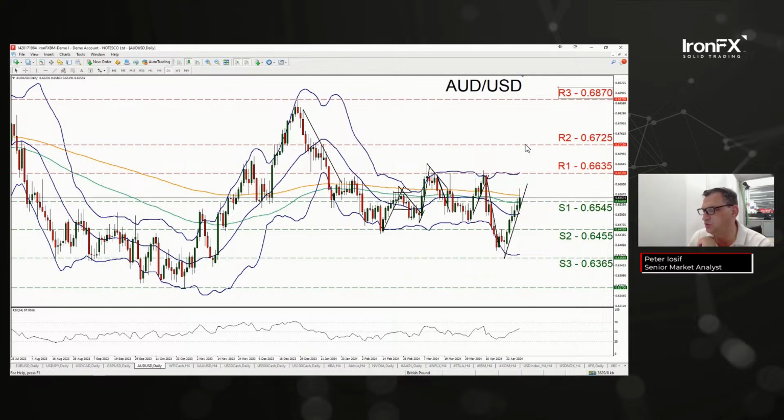Even higher, the R2 is at 0.6725, and in an extreme bullish scenario over the next month, I would be setting the R3 0.6870, which was a peak at the end of the year, 28th of December 2023. That was pretty much the end of the year last year.